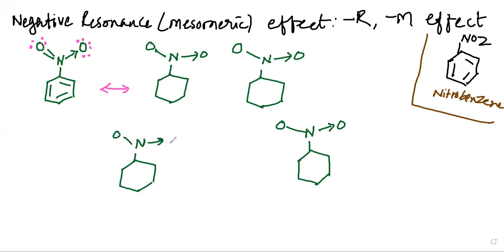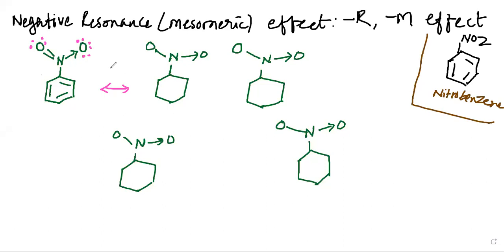So these are the various structures that we can understand. Now let us understand how the electron moves and how this effect takes place. So first of all, my dear students, you are well aware that the resonance effect takes place due to the movement of either two pi electrons or a pi electron and a lone pair.